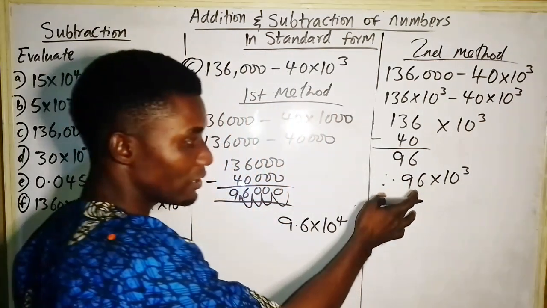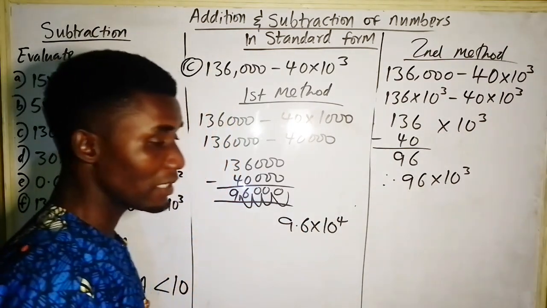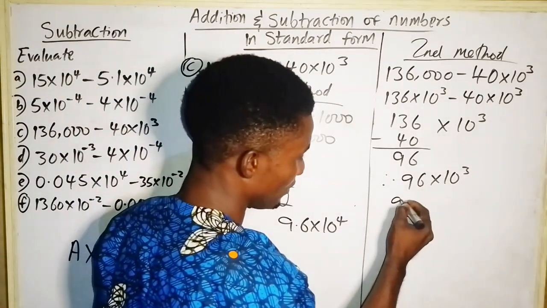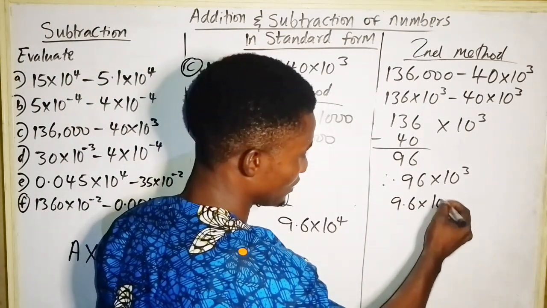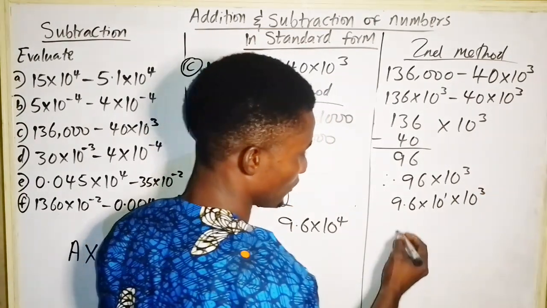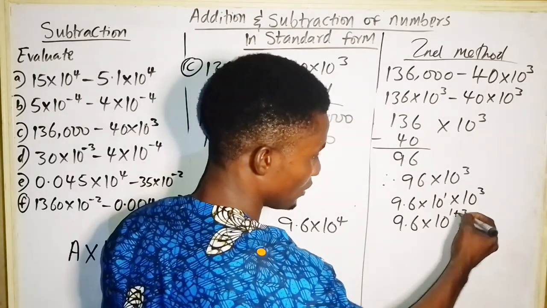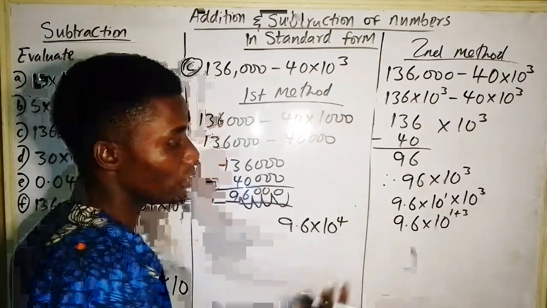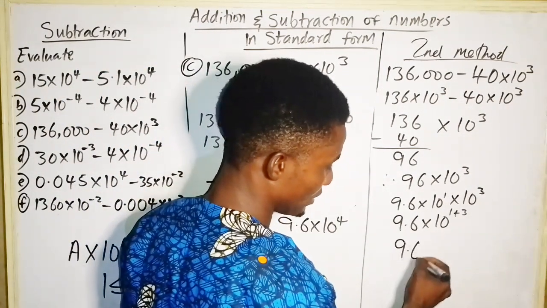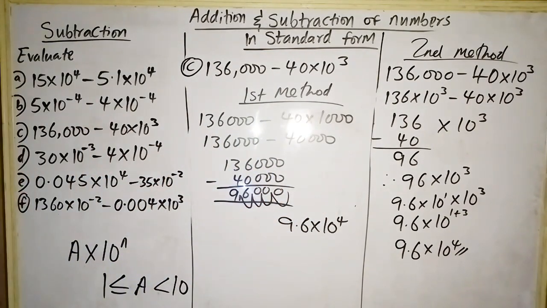Now take a look at this number. It's not yet in standard form, because this 96 is greater than 10. So let's make the number less than 10. So we have 9.6 times 10 raised to the power 1 times 10 raised to the power 3. So we have 9.6 times 10 raised to the power 1 plus 3. We need to adopt our multiplication rule in indices. So this will give us 9.6 times 10 raised to the power 4, which is still the same as the answer we have here.